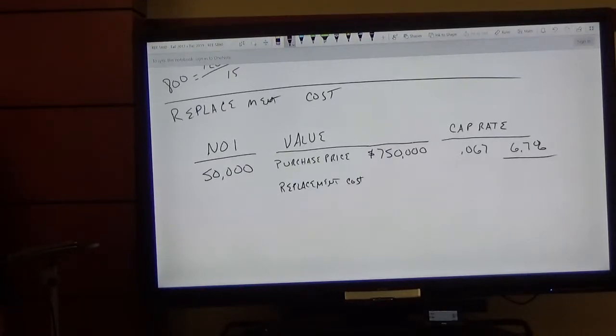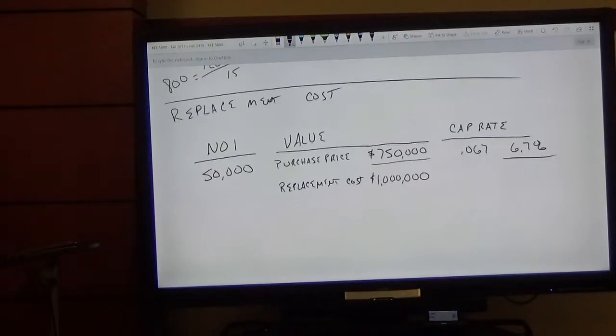So we bought it for 750,000, but let's say that the actual replacement cost is $1 million. Now, what do we mean by replacement cost? We mean, okay, we bought it for 750. That's what we paid for it. But replacement cost would mean we bought the raw land and built an equivalent building, after depreciation and so forth, but the value is really $1 million.